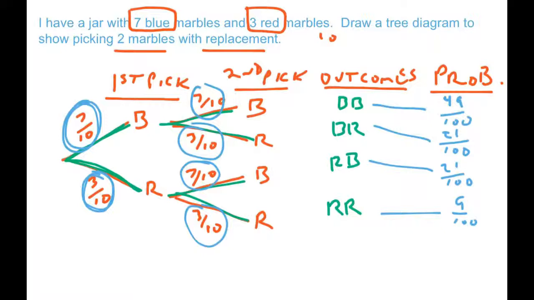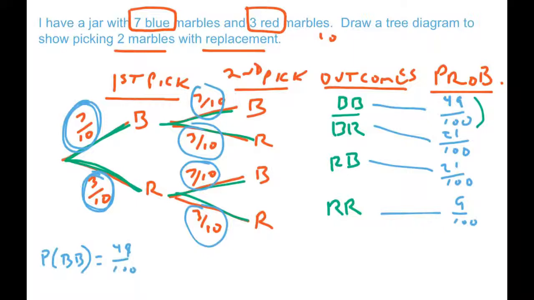Right, now you're going to get some questions like, what's the probability that you choose blue first and blue second? Well, I already have it over here. Blue, blue is this right here, 49 over 100. So my probability is 49 over 100.